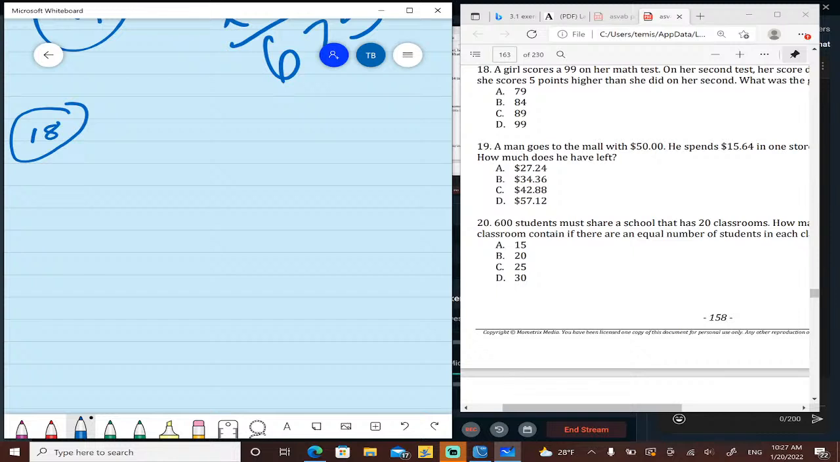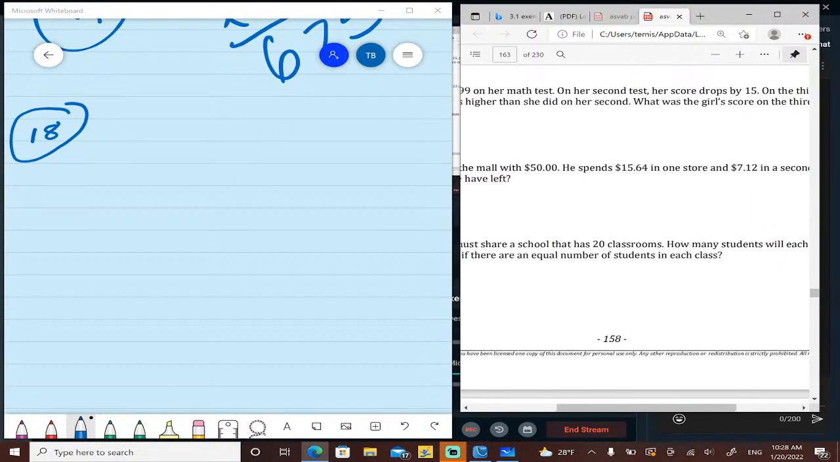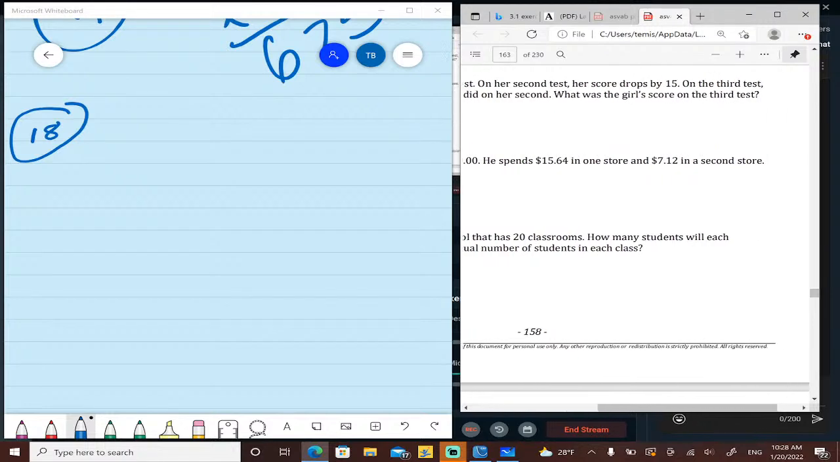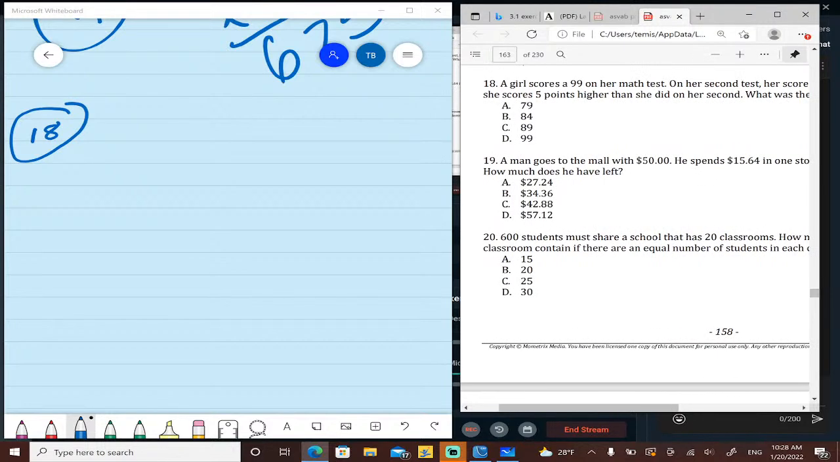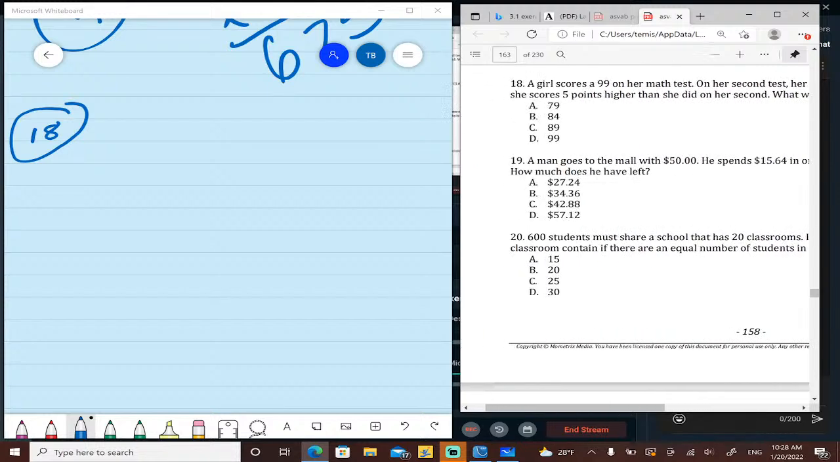Alright. A girl scored a 99 on her math test. She was a bomb. On her second test, her score dropped by 15. And on the third test, she scores 5 points higher than she did on the second one. So what was the girl's score on the third test?